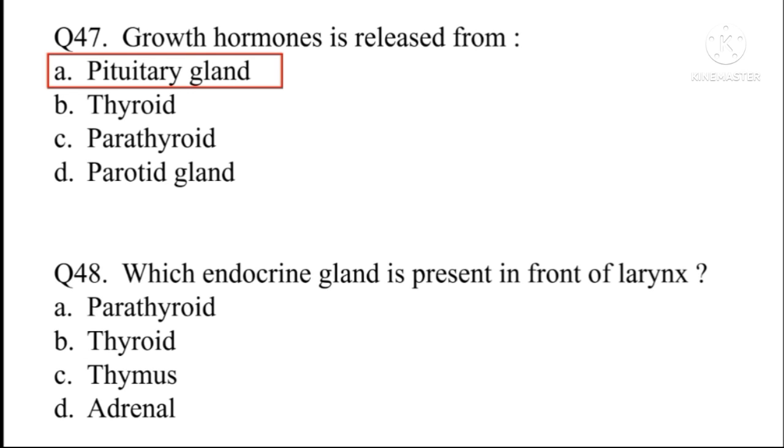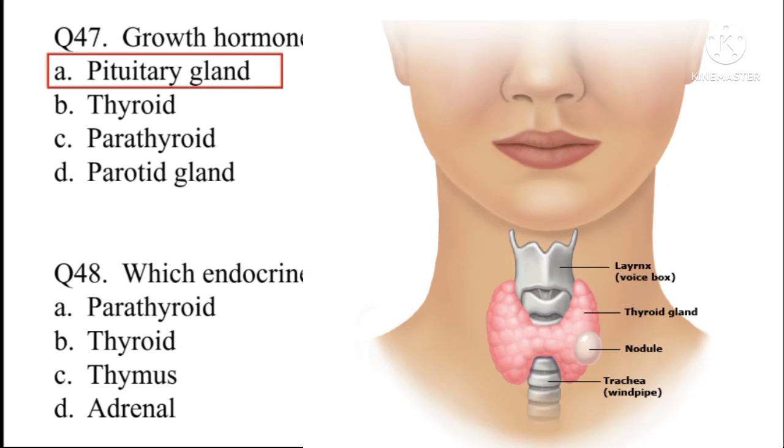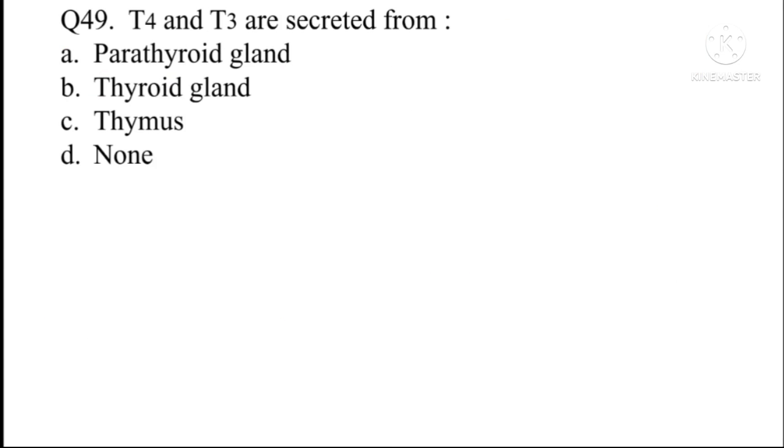Next question, which endocrine gland is present in front of larynx? Options given are option A, parathyroid, option B, thyroid, option C, thymus, option D, adrenal. So the endocrine gland which is present in front of larynx is thyroid gland. So its correct answer will be option B. Next question is, T4 and T3 are secreted from. Options are option A, parathyroid gland, option B, thyroid gland, option C, thymus, option D, none. Its correct answer is option B, thyroid gland.